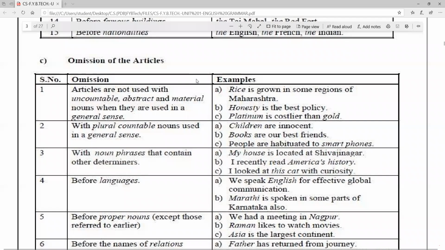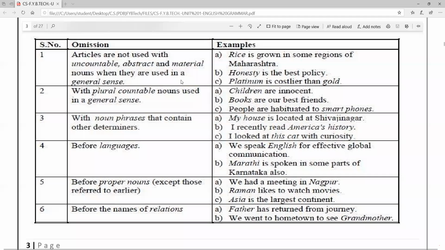When we don't use articles, or when we omit the articles, that also are having some of the examples. For example, let's see when to omit the articles. केव्हा आपण आर्टिकल्स वापरायचे नाहीत किंवा केव्हा आपण आर्टिकल्स वगळायचे, त्याचे काही एक्झाम्पल्स आहेत. सो लेट्स सी देम. Articles are not used with uncountable, abstract and material nouns when they are used in a general sense.